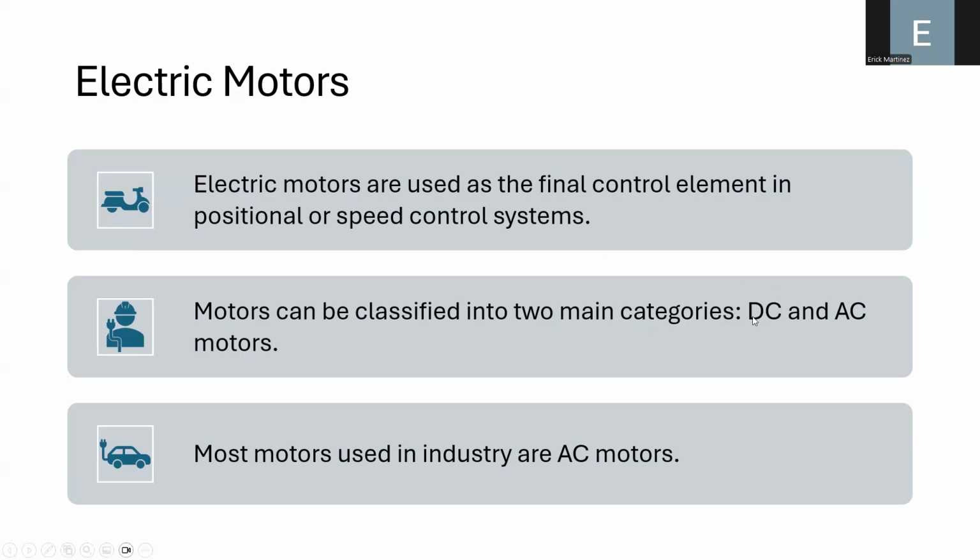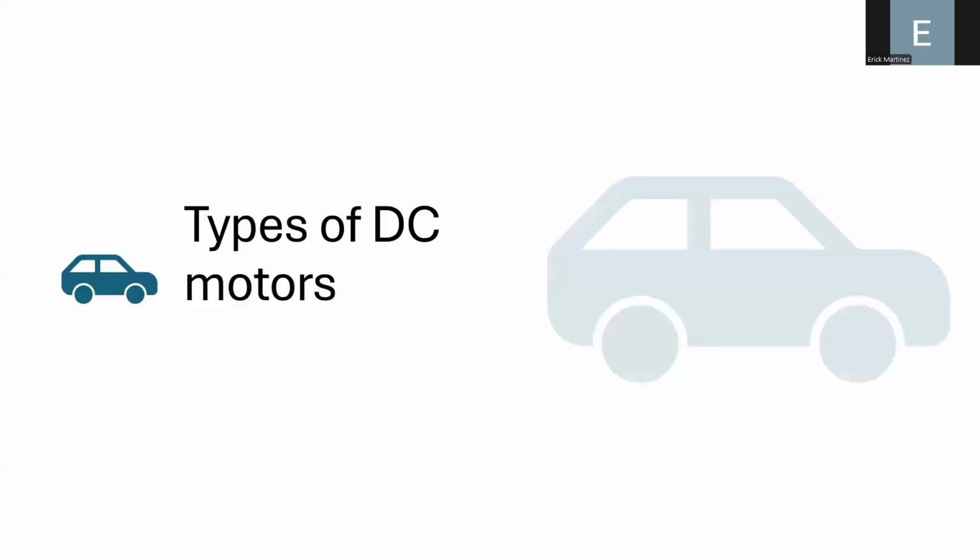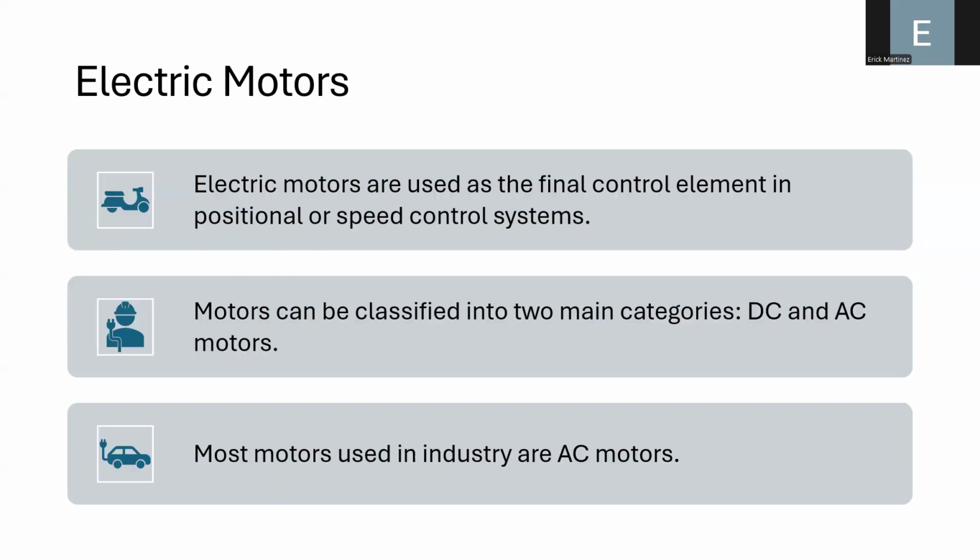We have DC powered electric motors. That means that we are using a constant voltage source in order to power that electric motor. But also we have AC motors that basically use a sinusoidal input voltage in order to power that type of device, okay? And typically, the most important type of motor used in industry is the AC motor.